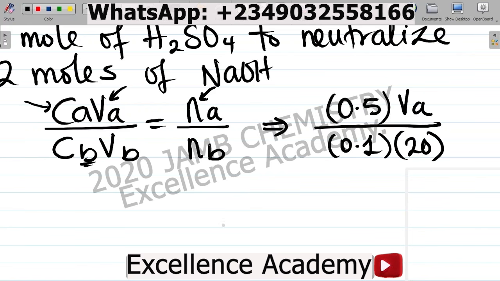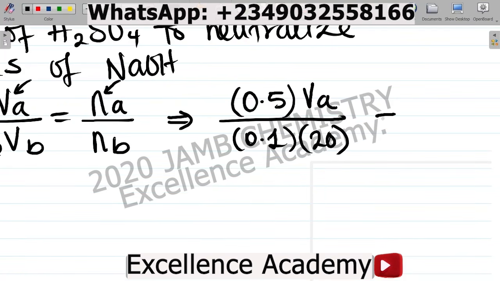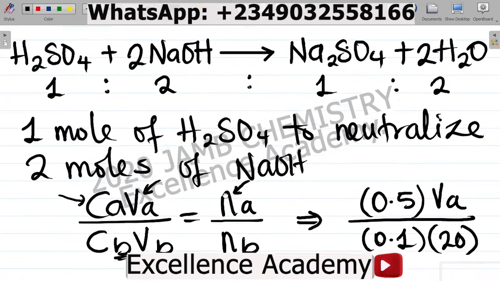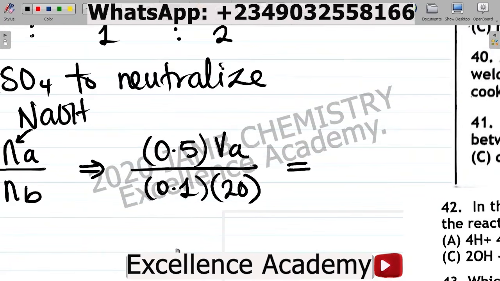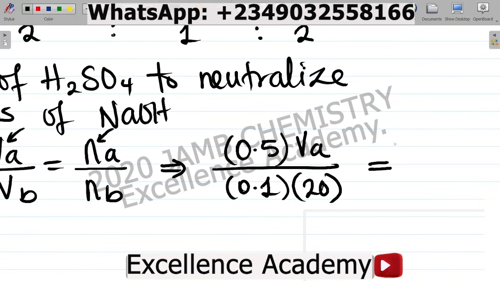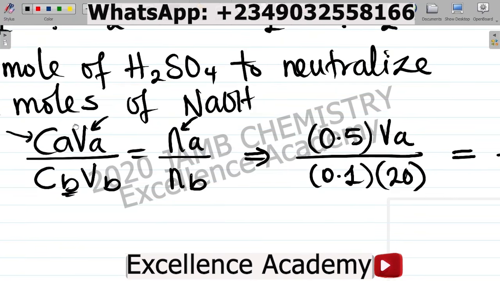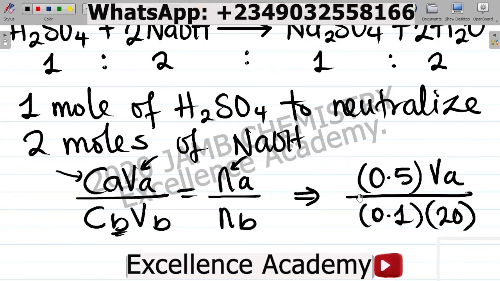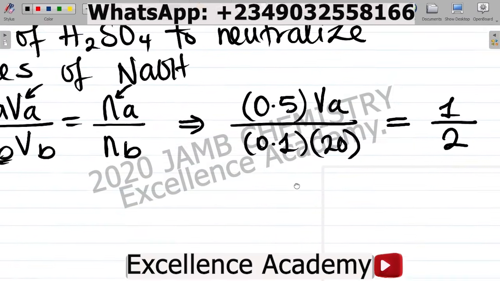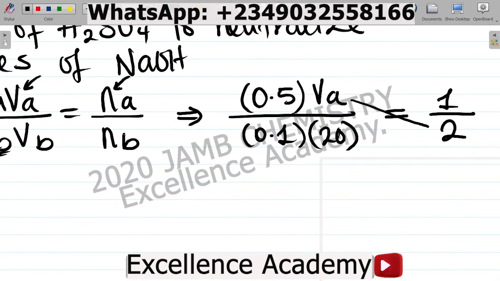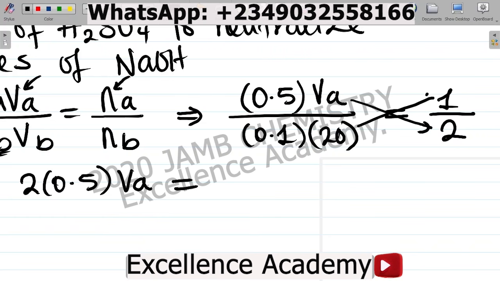So you have this. All right, this is equal to number of moles of the acid from here, N of A. We had 1 mole of the acid, so it becomes 1 all over number of moles of the base, 2. Right? It will neutralize 2 moles of the base, NaOH. All right, so from here, let's get the value of Va. Simply cross multiply this times this. You have 2 times 0.5 times Va, volume of acid. It's equal to this times this, 0.1 times 20 times 1.